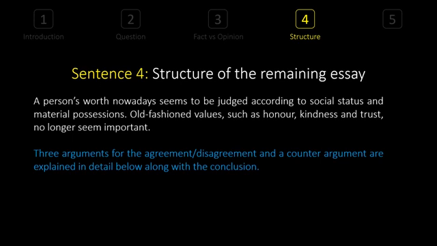Let's see an example. 3 arguments for the agreement or the disagreement, whichever you choose. This is an option, of course. And a counter argument are explained in detail below along with the conclusion. This means they now know that this is the ending of your introduction. After this, 3 different arguments are going to come, for your agreement or disagreement, and a counter argument is important. We'll see why it is important when we are understanding the question type itself. And they are explained with examples probably. You can add that also along with the conclusion.